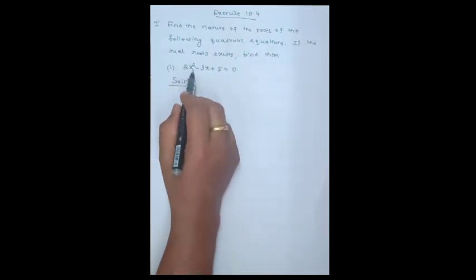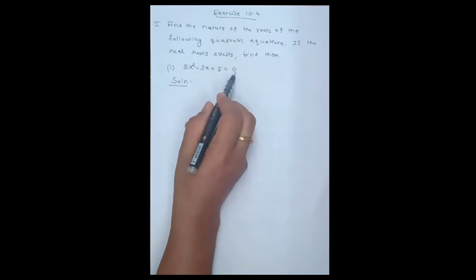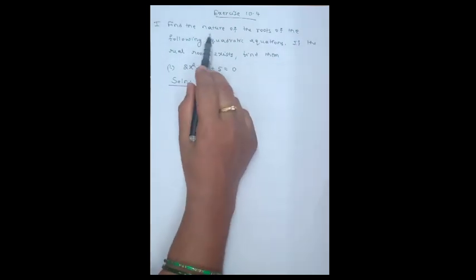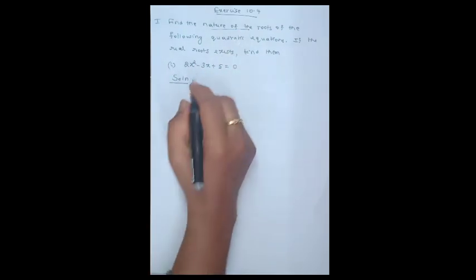First question, 2x square minus 3x plus 5 is equal to 0. We need to find its nature of the roots.